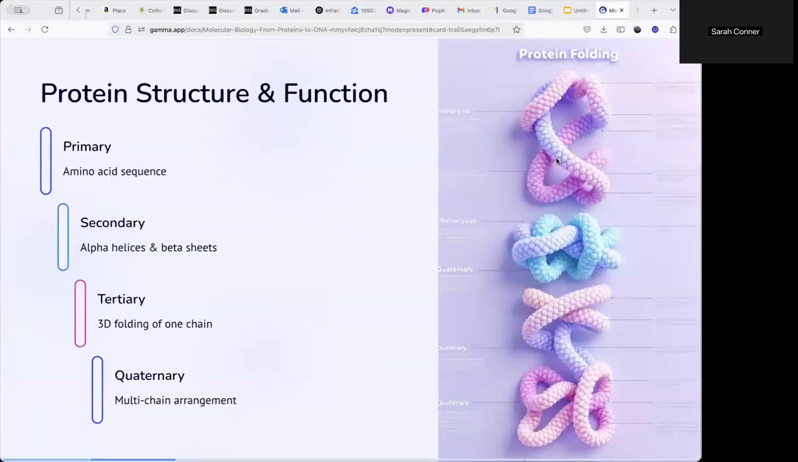So the first thing we need to remember is the protein structure or function. Remember that we're looking at the different levels. The highest level is the quaternary. Primary is the smaller one. It's the individual amino acids. If we're looking at secondary, we have the pleated sheets and the helix, and then the 3D versions are the tertiaries.